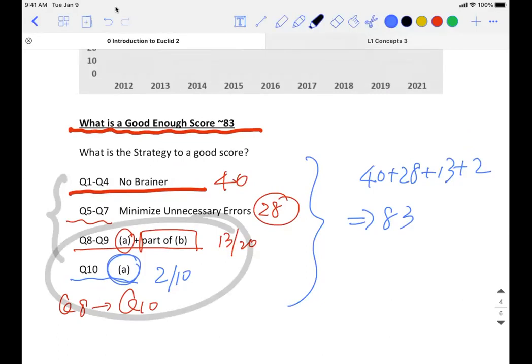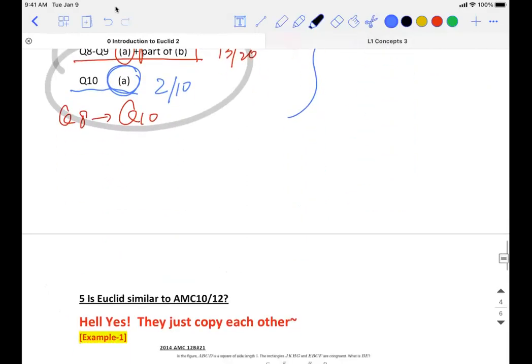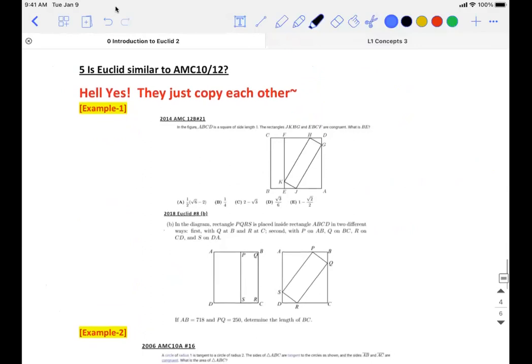All right, so this is where we come from, in order to help every one of you to have a good score in the Euclid math competition. All right, so number 5.